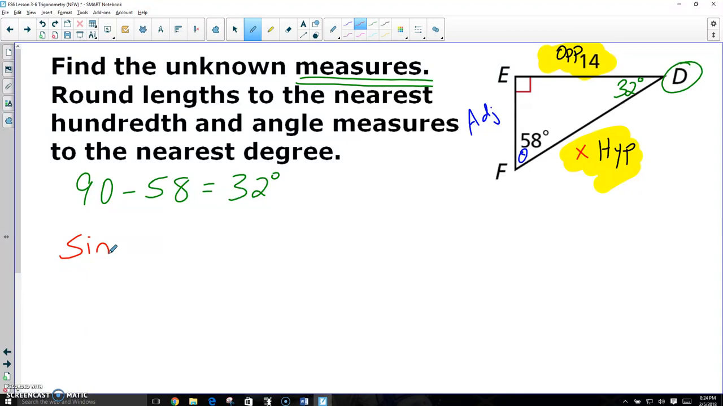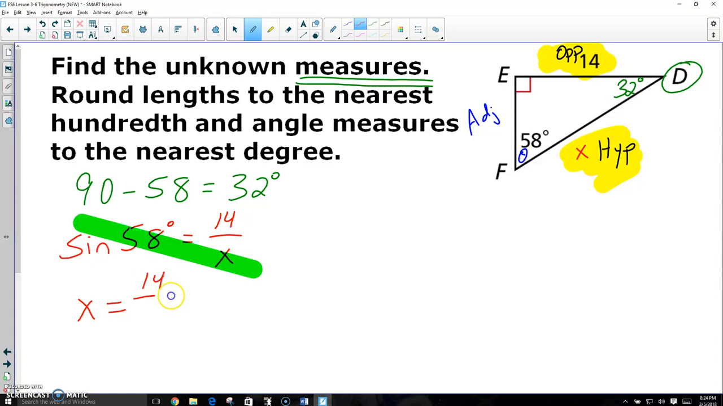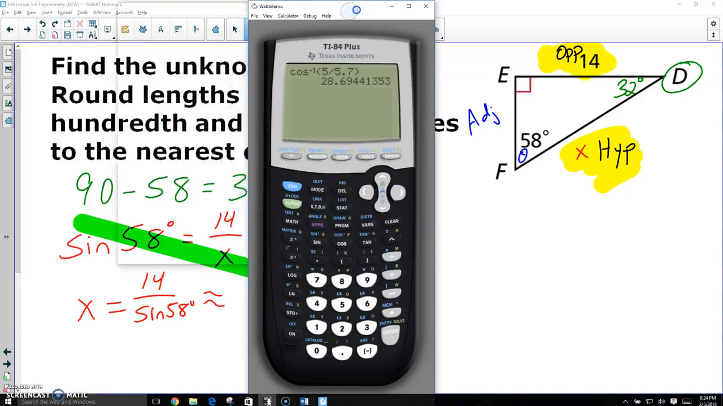So we would say the sine of 58 degrees, because that's where I put my theta, is equal to 14 over x, because we had to put opposite over hypotenuse. Now what we remember from the Getting Treaty With It song, if x is on bottom, you swap them. So we would say x is equal to 14 divided by the sine of 58 degrees. Now we grab our calculator and we go ahead and plug that in.